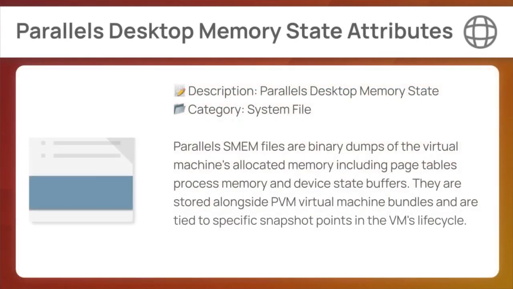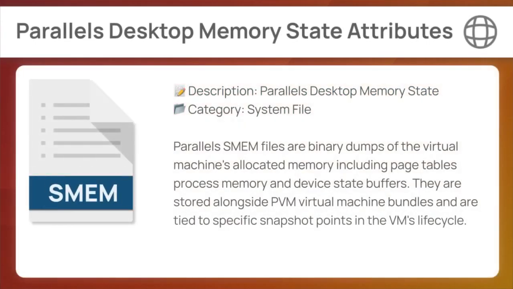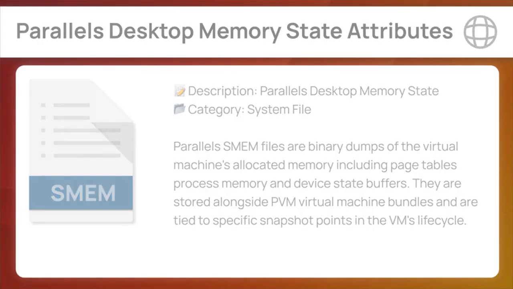Parallels SMEM files are binary dumps of the virtual machine's allocated memory, including page tables, process memory, and device state buffers. They are stored alongside PVM virtual machine bundles and are tied to specific snapshot points in the VM's lifecycle.